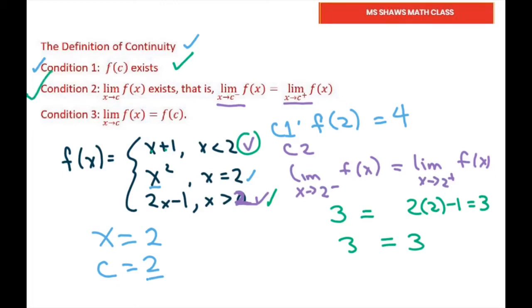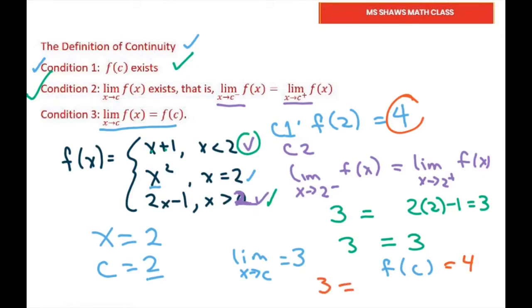Now, condition 3 states that the limit, well, you can just see it right here, should equal f of c. So our limit as x approaches c equals 3. But our f of c happens to be 4. So 3 does not equal 4. Therefore, this function is not continuous because it does not meet condition 3. Okay? So that's how you test for continuity.